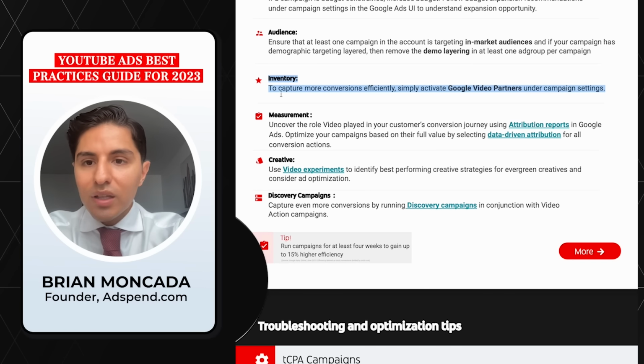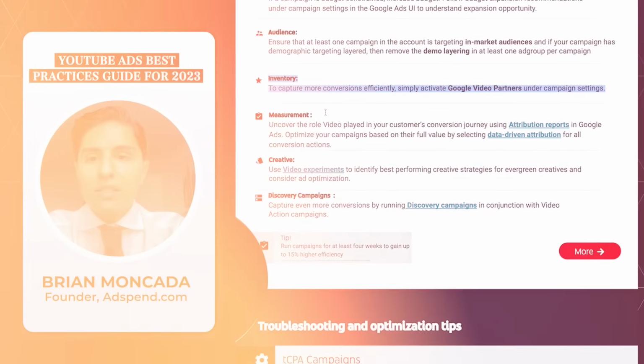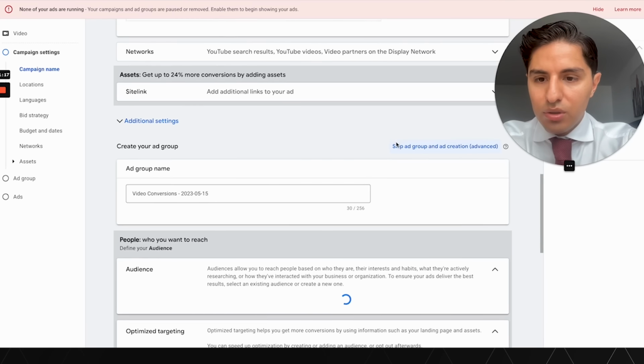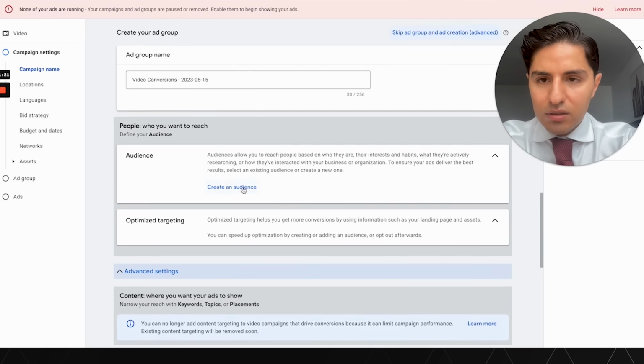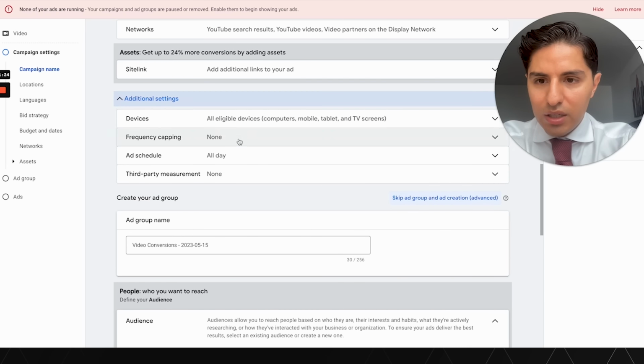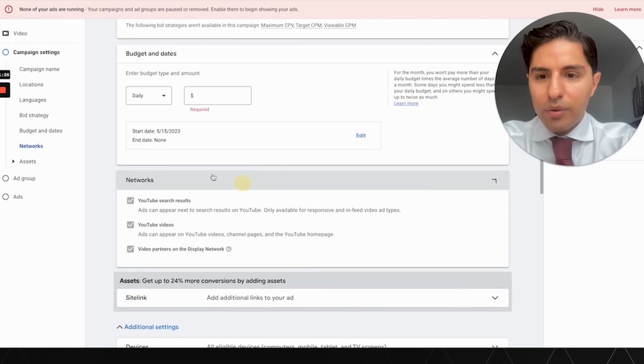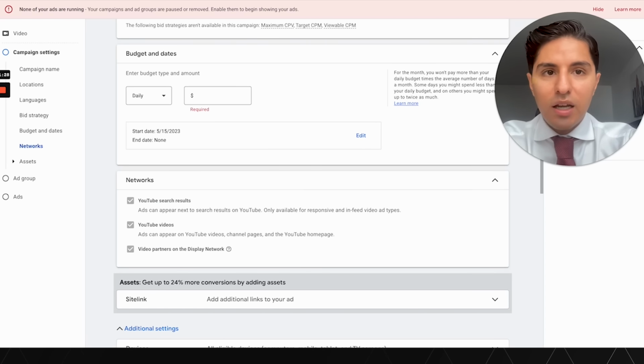Now, inventory. To capture conversions efficiently, simply activate Google Video Partners under campaign settings. So I want to show you what this means. So you go to, for example, advanced settings. Here we go, additional settings. Where are we at? There we go, networks. Video Partners on Display Network, that's basically what it's saying.